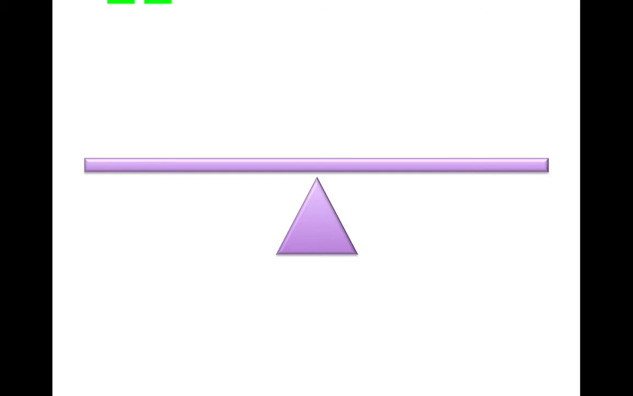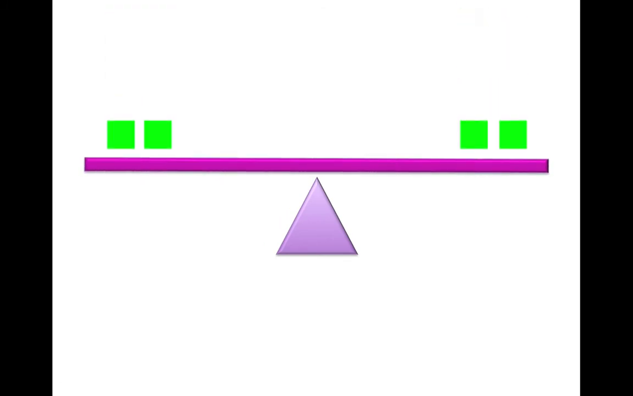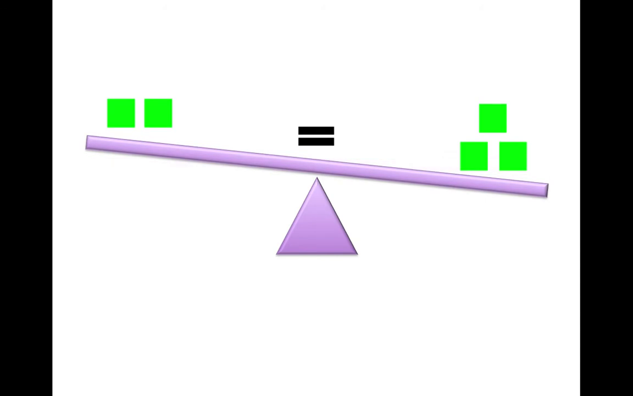Consider a balanced scale. As long as it has the same weight on each side, the scale is in balance, and we can use it to model an equation. But if one side is heavier, the scale is out of balance. We can no longer say the two sides are equal, but we can say one side is greater than or less than the other. This is called an inequality.